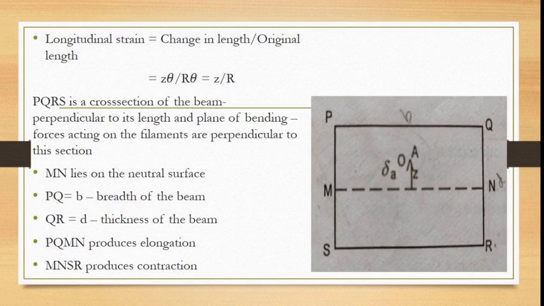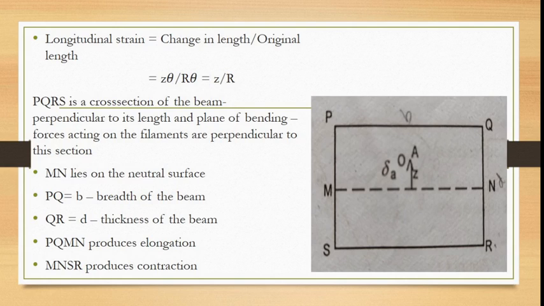So we got the increase in length. Now we can find the longitudinal strain. Longitudinal strain is equal to change in length by original length. We calculated the change in length as z theta. And what is the original length? The original length of GH is EF itself, that is r theta. So z theta divided by r theta gives z by r. Let that equation be with you.